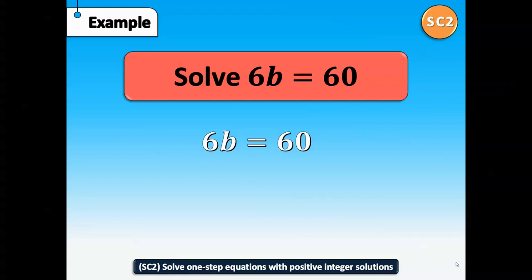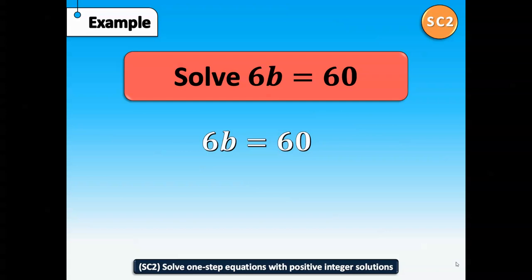This time we want to solve 6b equals 60. Now 6b means 6 times b. So b is a letter that represents a number. So 6 times what number would represent 60?